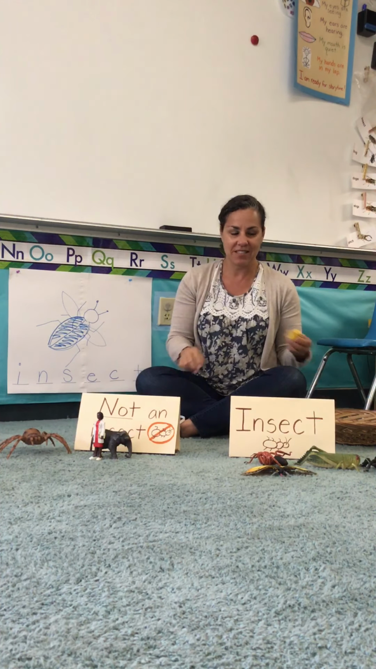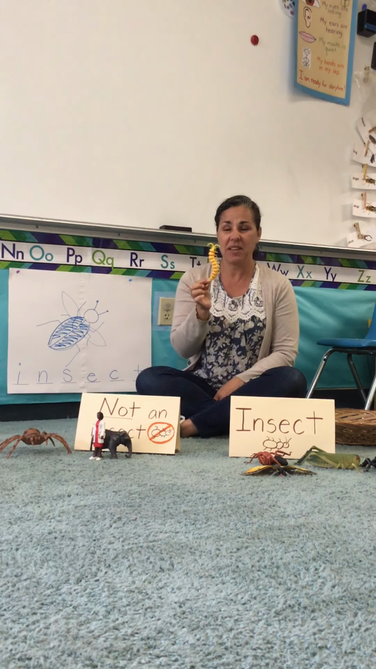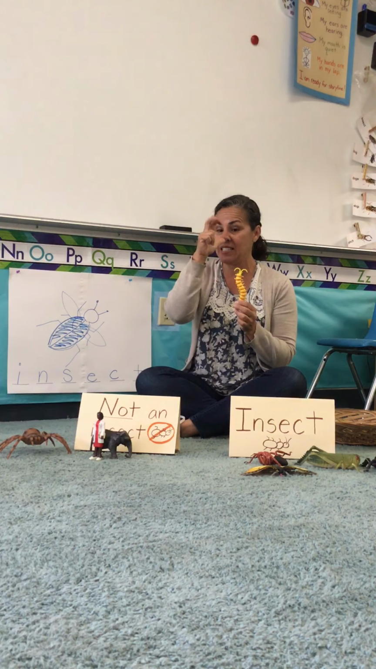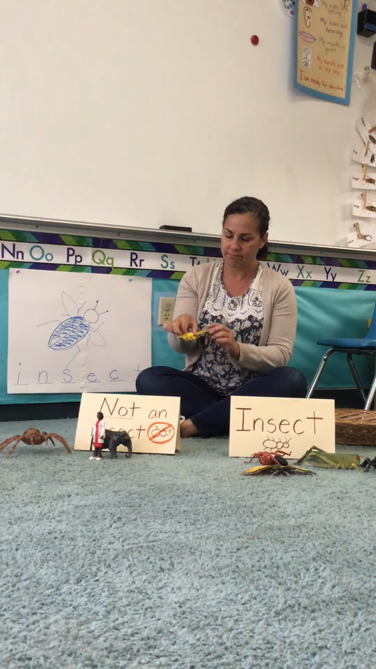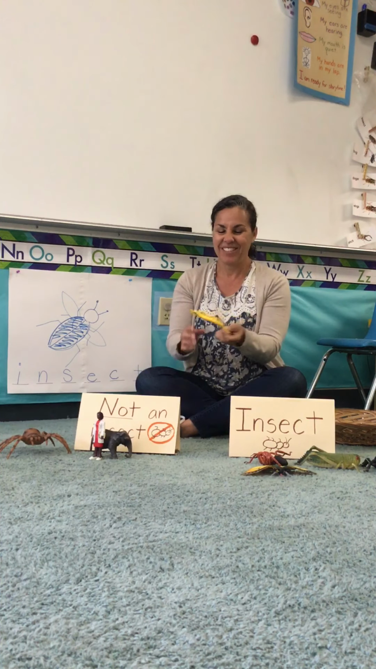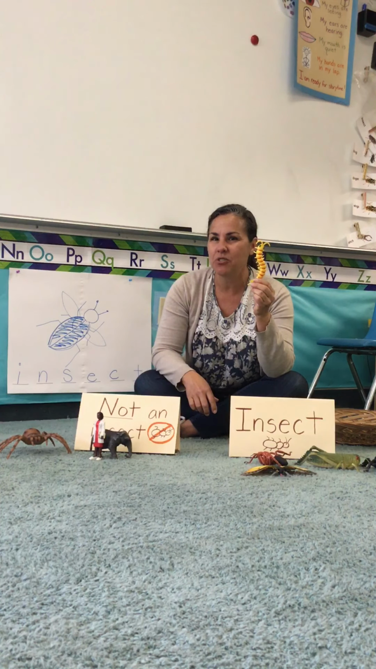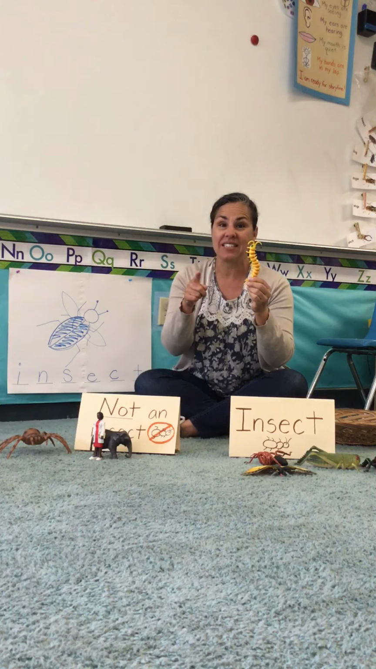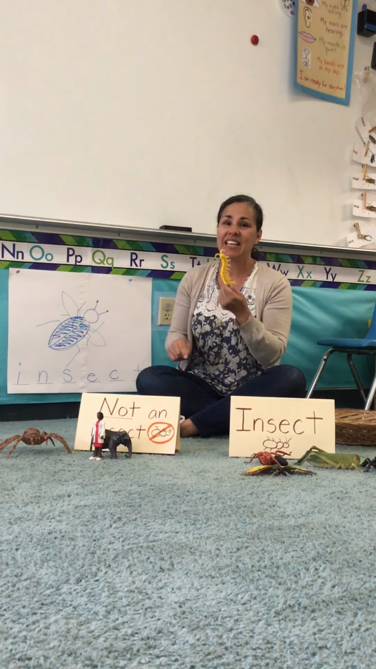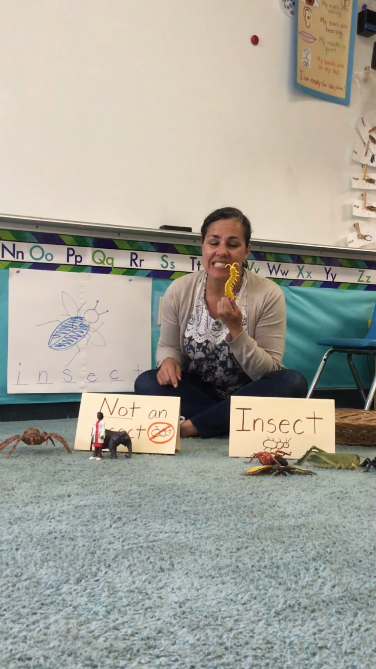Should we do one more, a really silly one? This is, some people might call it a bug, but is it an insect? Look at all those legs. How many legs does an insect have? Do you remember? 6. You're right. An insect has 6 legs. This doesn't have 6 legs.